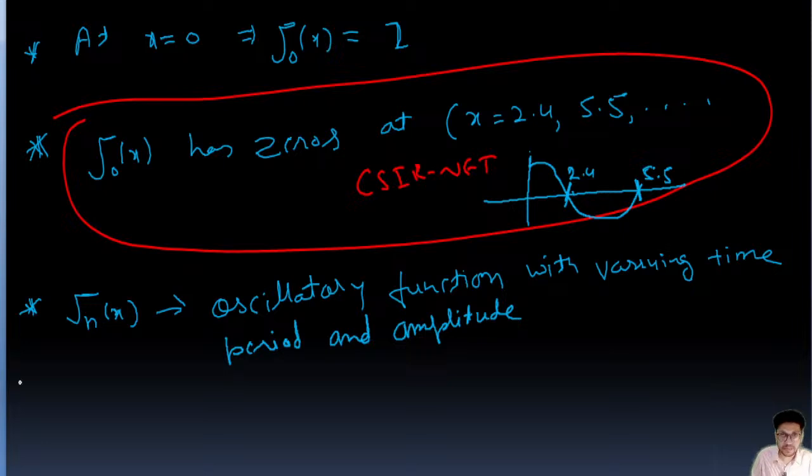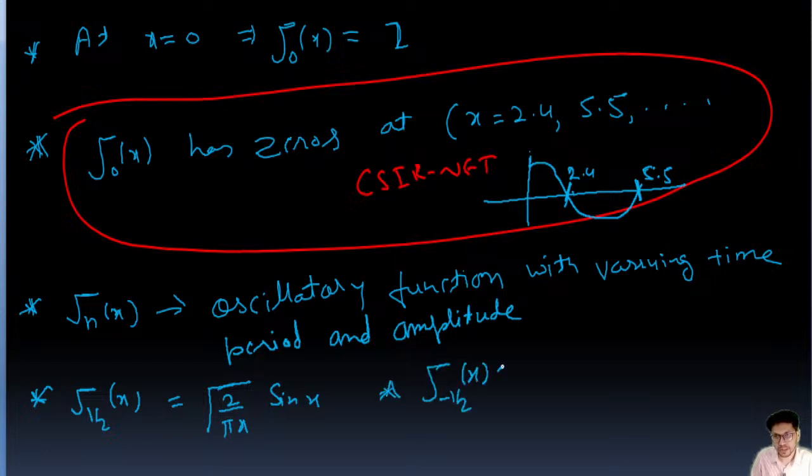And the next point is J 1 by 2 x. The value of J 1 by 2 x is root 2 upon pi x sin x. And similarly, the value of J minus half x is root 2 upon pi x cos x. Okay, so this is about Bessel function, guys.